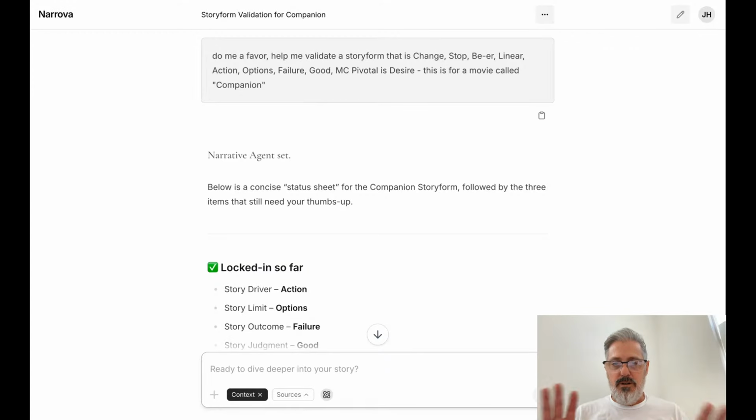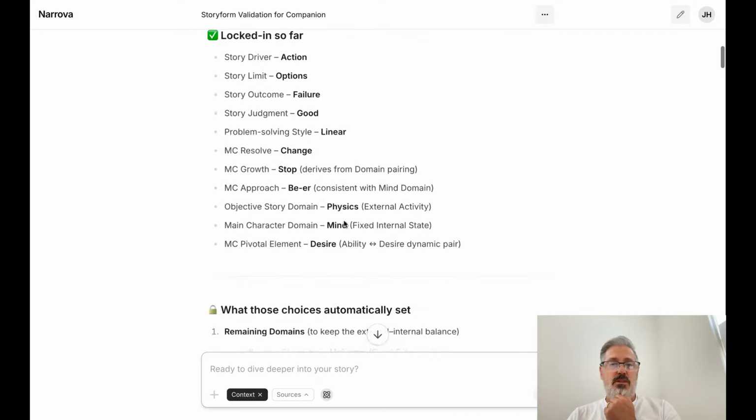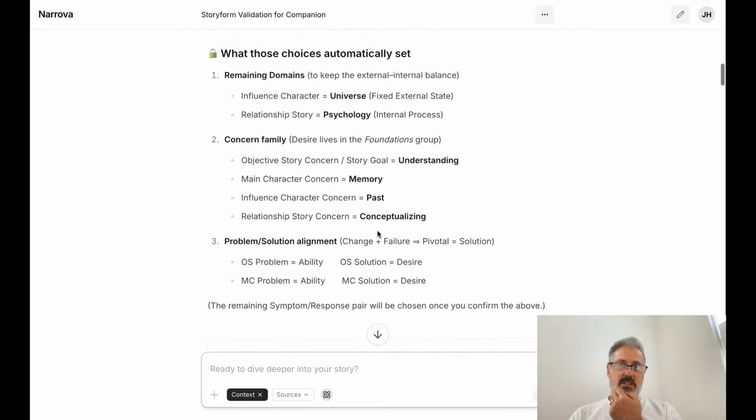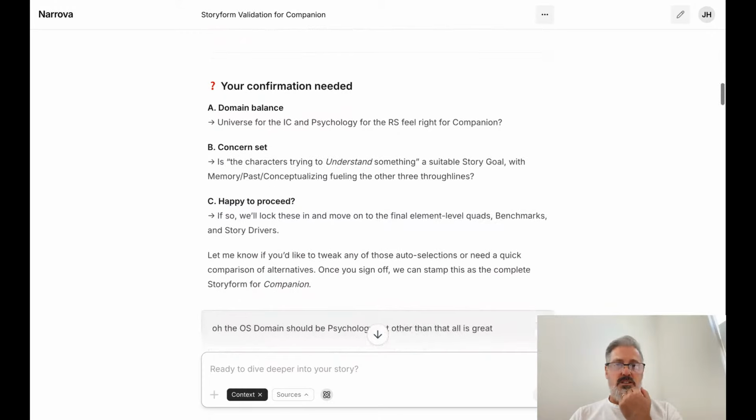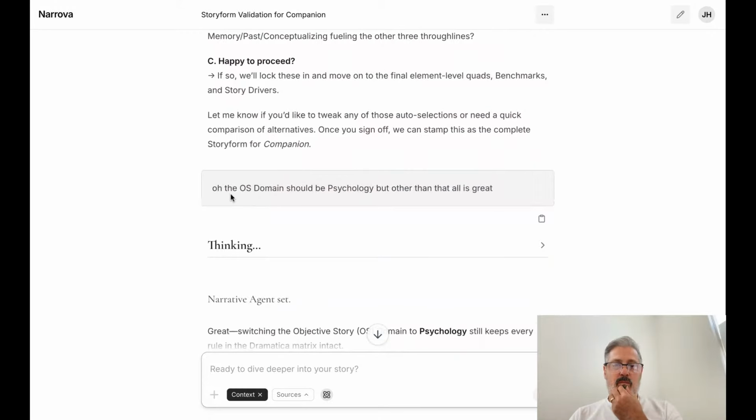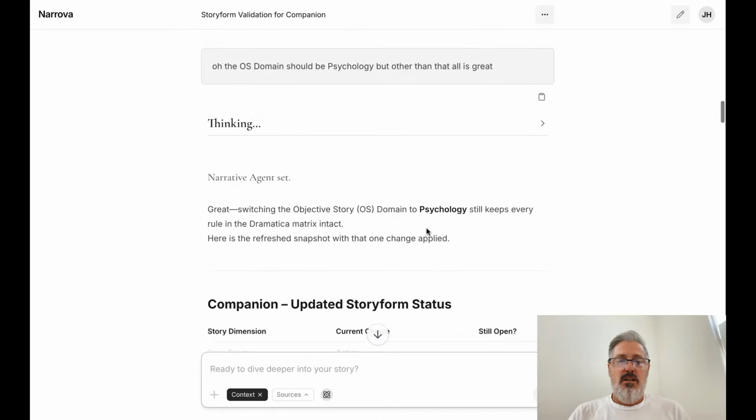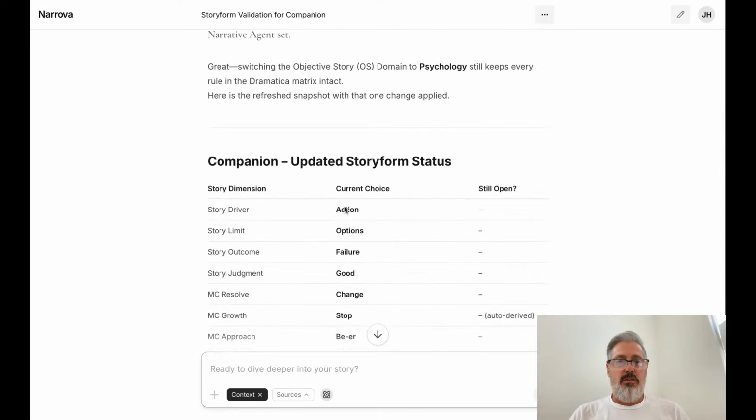All these are keywords from Dramatica theory. And the main character pivotal is desire. This is for a movie called Companion. So below is a concise stat sheet. So it went through it, did the same thing. What do these choices automatically set? I just confirmed that the objective story domain would be in psychology, and then it went ahead and set the whole thing.